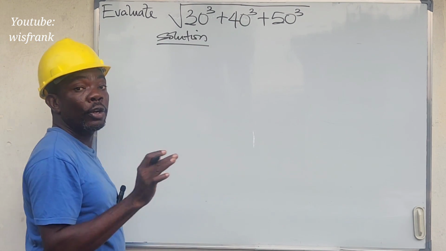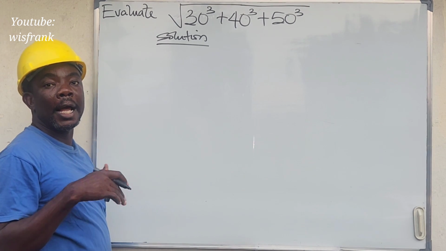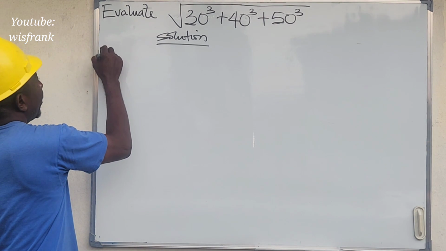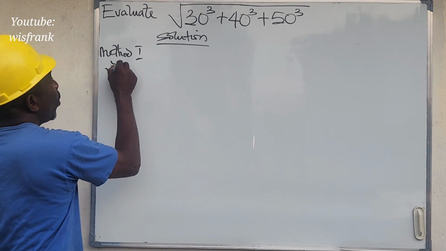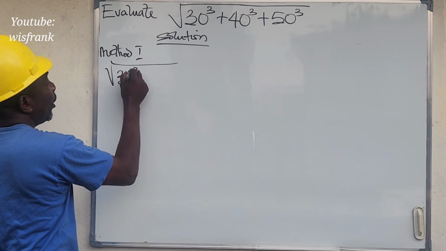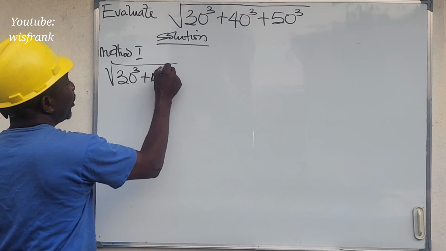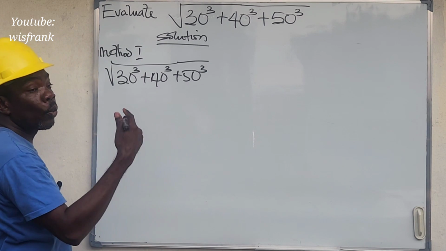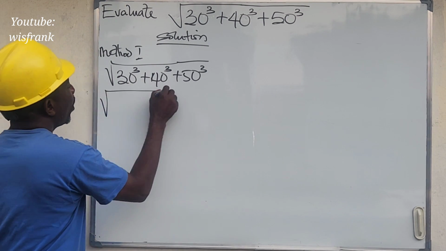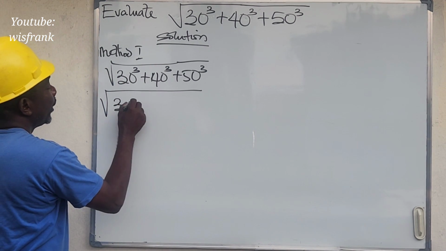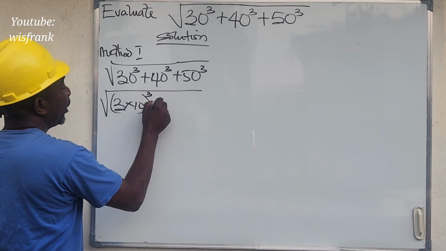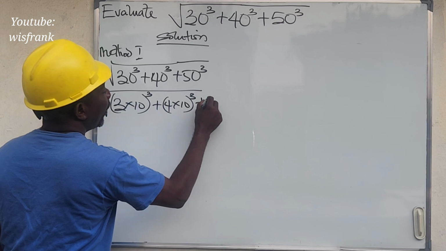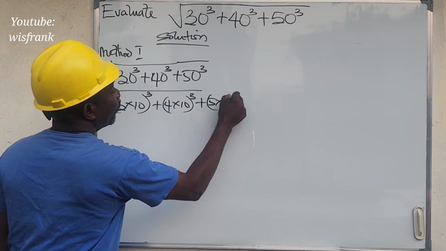Here we are going to use two methods for us to see how we are going to arrive at the correct answer. So we have here method 1. We are given the square root of 30 to the power of 3 plus 40 to the power of 3 plus 50 to the power of 3. We can rewrite this as the square root of (3 times 10) all to the power of 3, plus (4 times 10) all to the power of 3, plus (5 times 10) all to the power of 3.